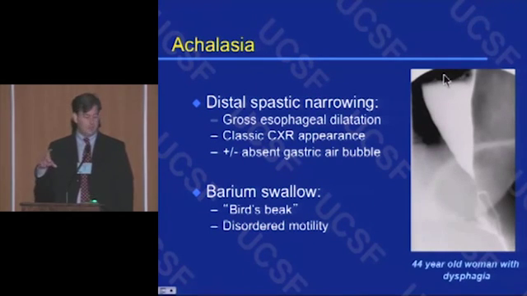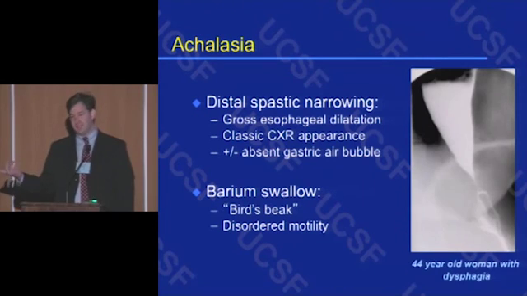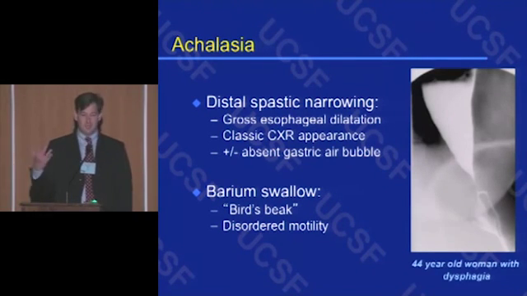On the esophagram, you'll see this dilated esophagus coming down to a focal narrowing from the spastic GE junction. People describe it as a bird's beak. Other people like to call it rat's tail, whatever you like to use. And you can see disordered motility.